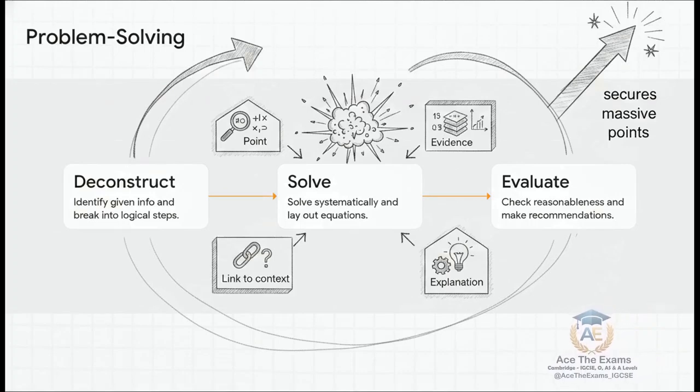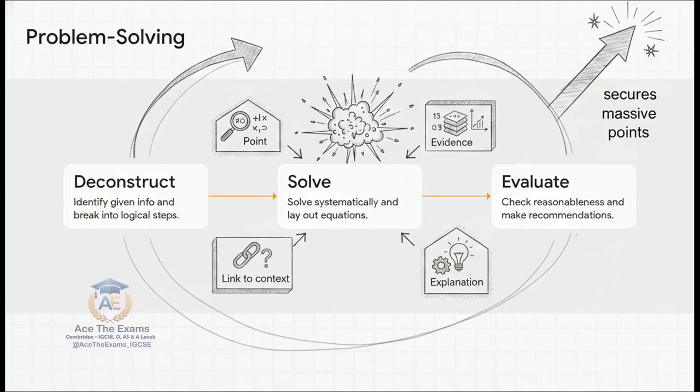All right, let's look at the ultimate strategy framework that forces you into that analysis domain. Deconstruct, solve, and evaluate. But we're going to supercharge this by layering it with the PEEL framework. Point, evidence, explanation, link. First, you deconstruct. You break down the complex text and command words into logical steps. Second, you solve systematically. You lay out your iterations with extreme clarity. Third, and most importantly, you evaluate using PEEL.